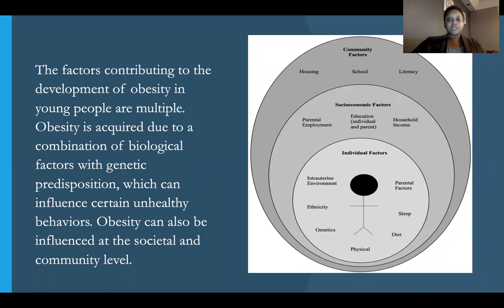So there are many factors that contribute to obesity in young people. It can be acquired through biological factors with genetic predisposition, and that can influence certain unhealthy behaviors. Obesity can also be influenced at the societal and the community level.